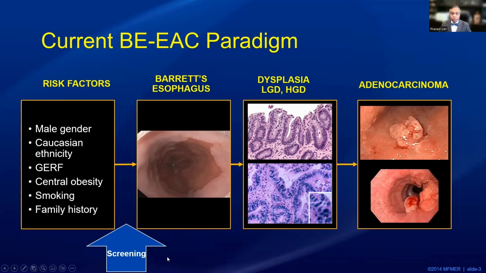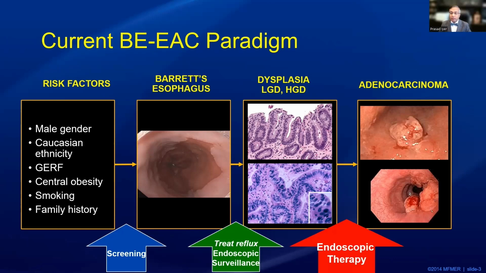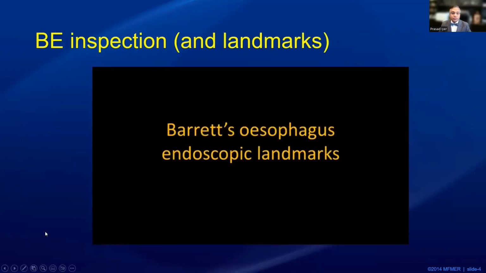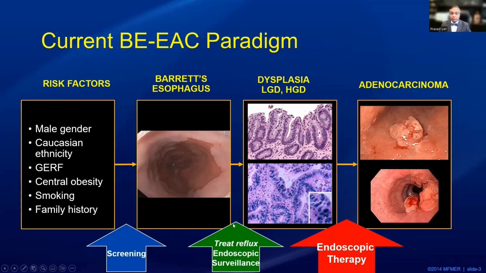And we really have three approaches to intervene at different stages and influence this cascade, if we could call it that. The first is to screen for Barrett's esophagus in those with risk factors, followed by endoscopic surveillance in those with Barrett's to detect prevalent low-grade or high-grade dysplasia or even adenocarcinoma, and then hopefully intervene endoscopically to prevent this transition of Barrett's to esophageal adenocarcinoma.